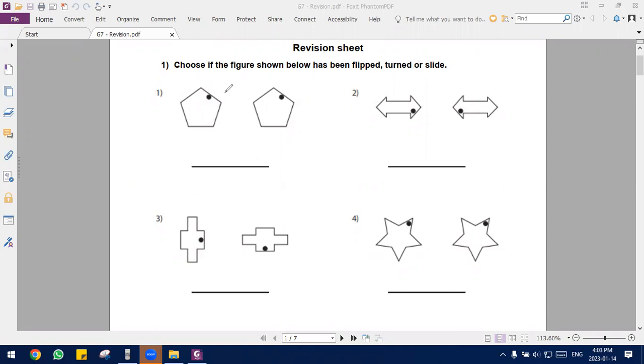So the first one, as you can see here, it only moves like this. So the transformation here is slide. For the second one, it's not only moving, so it's not slide. As you can see here, this point that we have becomes on the left side. So here it has been flipped as a mirror, okay? So you flip that one to the other side. So the transformation here is flip.